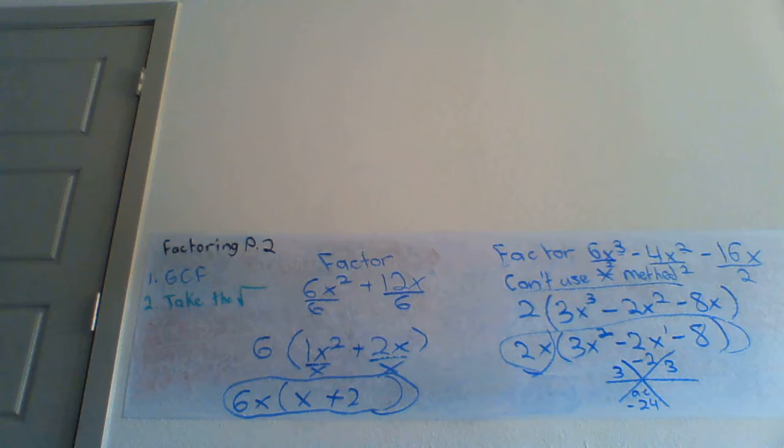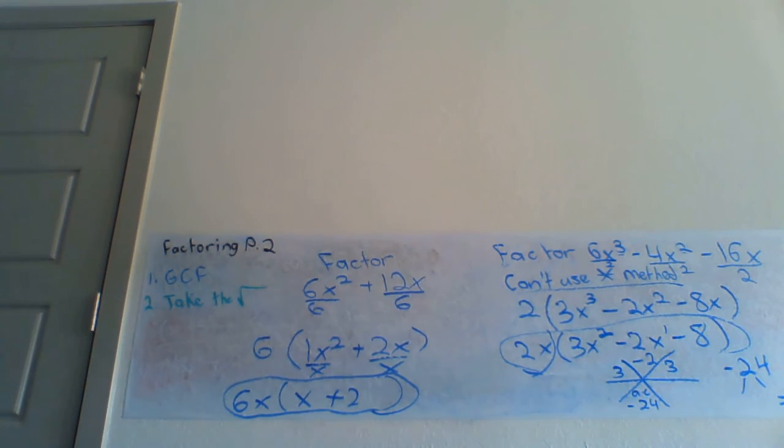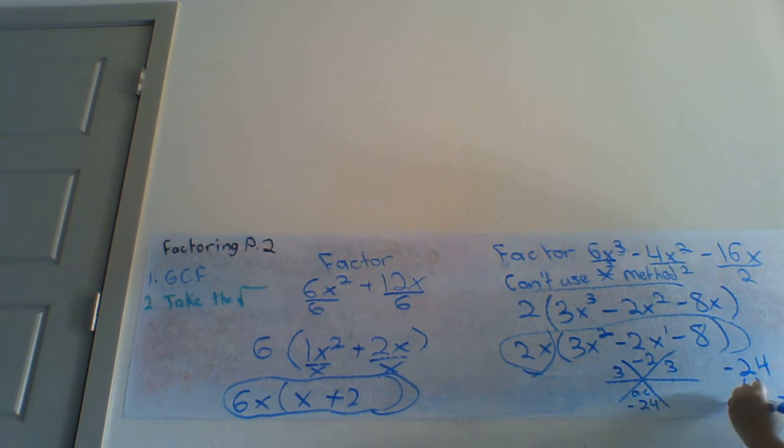Awesome job. So, now we have to play our guessing game. We gotta play that numbers game, right? So, I'm looking for 2 numbers that multiply to be negative 24, but add to be negative 2. So, let's take a look. Multiply to be negative 24, but add to be negative 2. Well, 6 times 4 is 24. Those are 2 good numbers. And then I'm going to make the 6 negative.